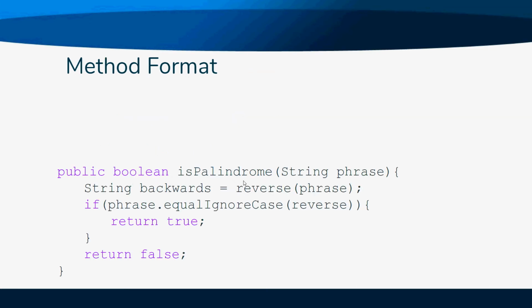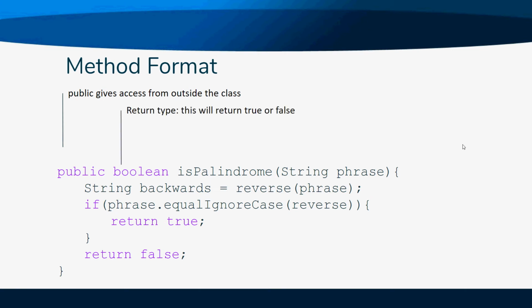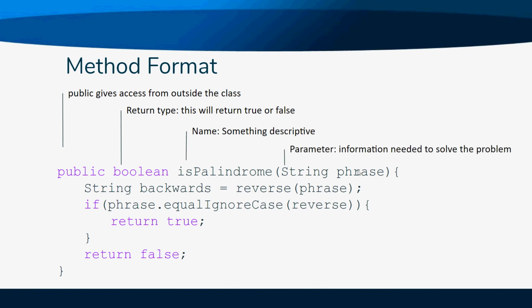So here's kind of an example of a Boolean value. We'll say is palindrome. We have a string parameter. Our access type is public. Our return type is Boolean because we're returning back true or false that it's a palindrome. We named it something descriptive, is palindrome. And then we have one parameter of the phrase that we're going to use to determine what's a palindrome.